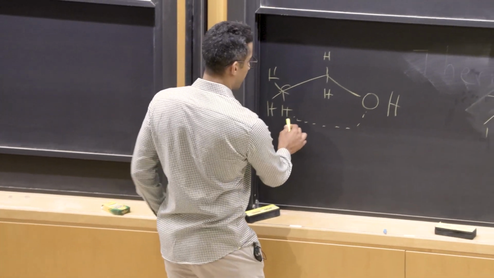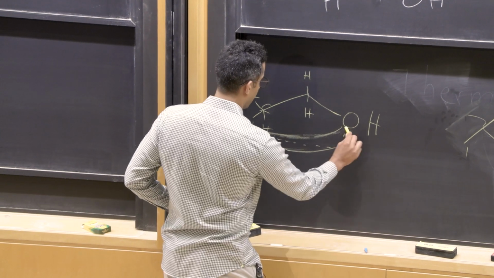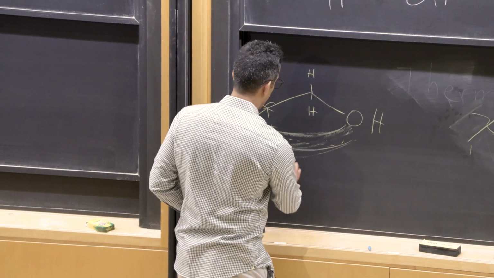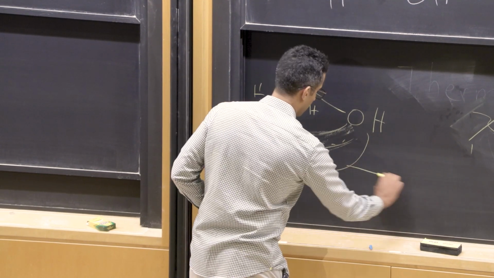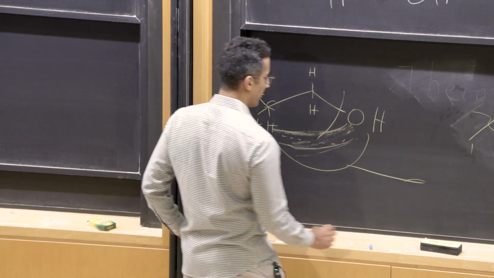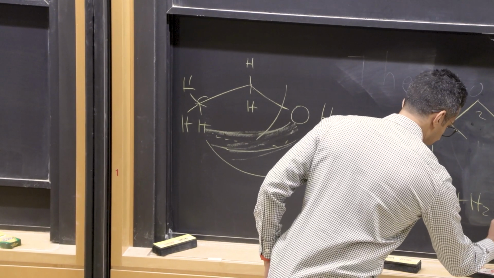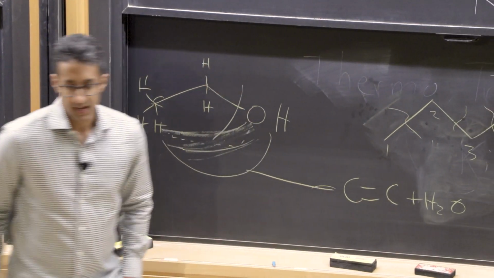Because this hydrogen starts getting connected to this oxygen, and they come closer and closer together, you have an elimination reaction where the water leaves. So you break this CO bond, and you form ethylene plus water. And that's what's shown here.